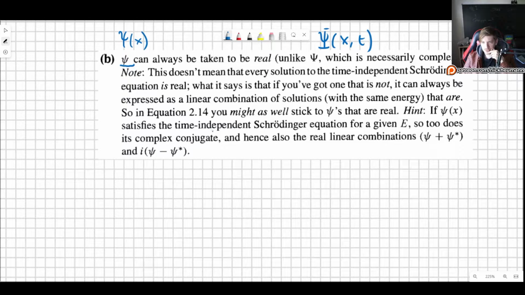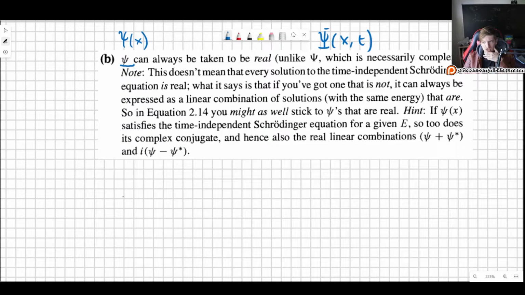Okay, so this doesn't mean that every solution to the time-independent Schrödinger equation is real. What it says is that if you have one that is not, it can always be expressed as a linear combination of solutions with the same energy that are. And this is very important because that means that every single problem that we will encounter will have a real wave function. Even though we may encounter a complex one, we can build a real solution from the complex result that we found. That's what we will prove here.